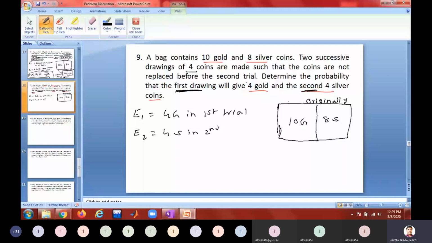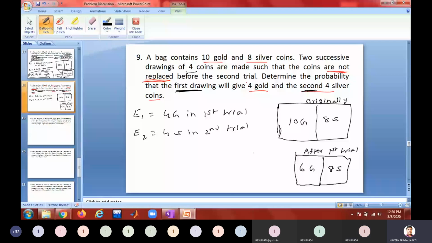Now, what is the question? How do you formulate? Are the events dependent or independent? Read the problem again. The coins are not replaced, so they are dependent. That means after the first trial, how many will be there? The first trial gives 4 gold, so 6 gold, 8 silver after the first trial.